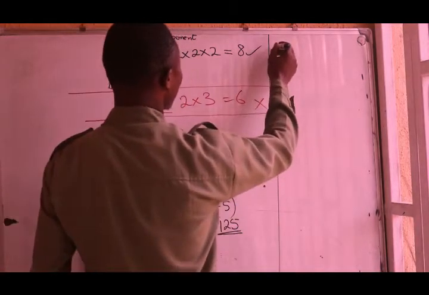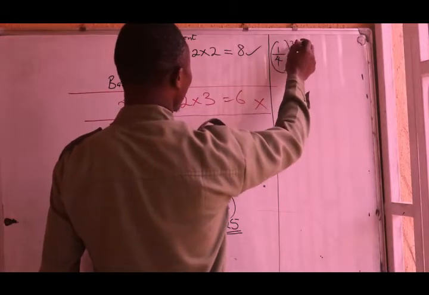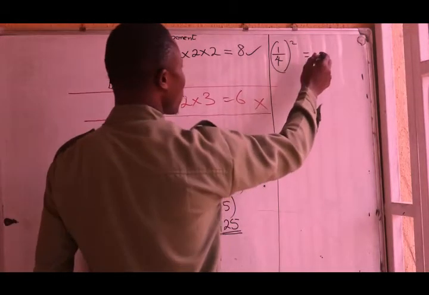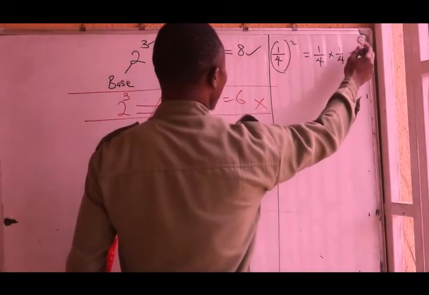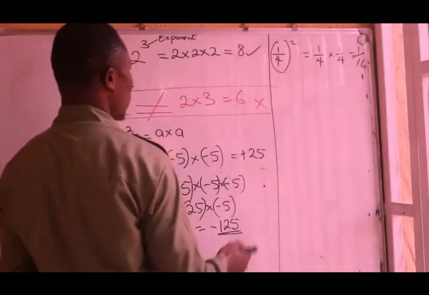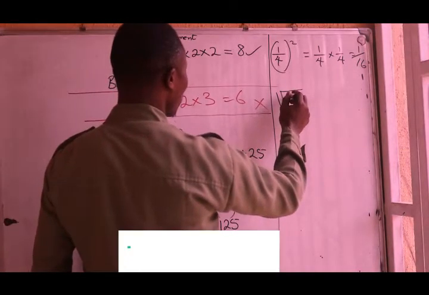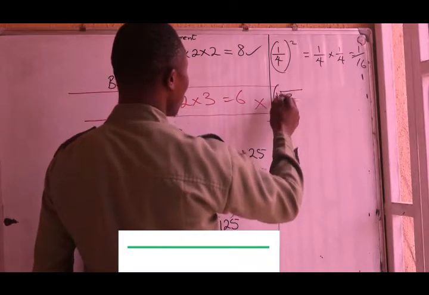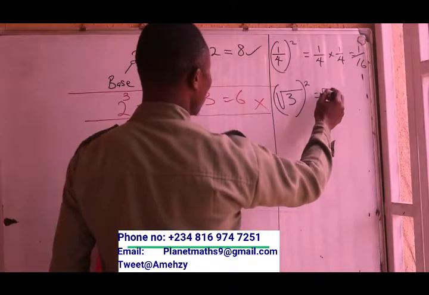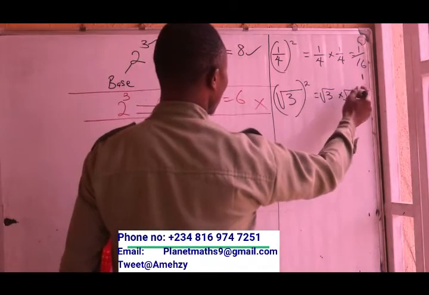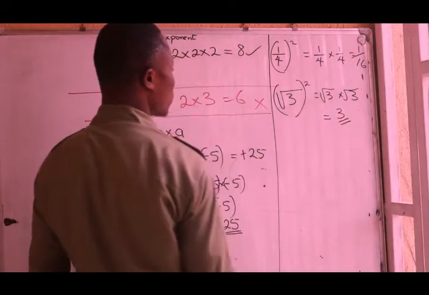A fraction as the base, let's say 1/4 raised to the power of 2. So you have 1/4 times 1/4. This is 1/16. There are cases where you have a base in root form. You have root 3 raised to the power of 2. This will give you root 3 times root 3, and this will give you just 3. Root 3 times root 3 is 3.